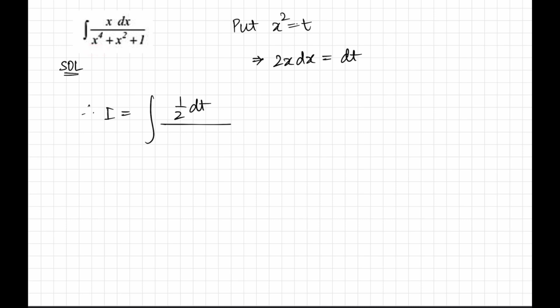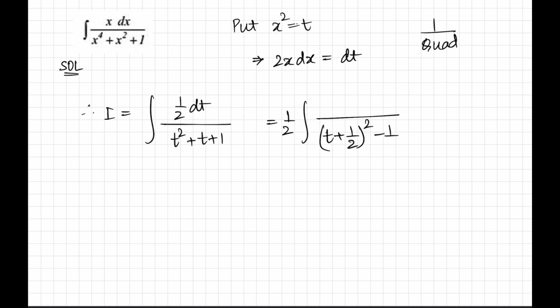to 4 becomes t square. So this becomes t square plus t plus 1. Now this basically is of the form 1 by quadratic, which we have discussed earlier. So half we will take to the outside. So this becomes t plus 1 by 2 whole square minus 1 by 4 plus 1 dt. So here we have converted the denominator into a perfect square.